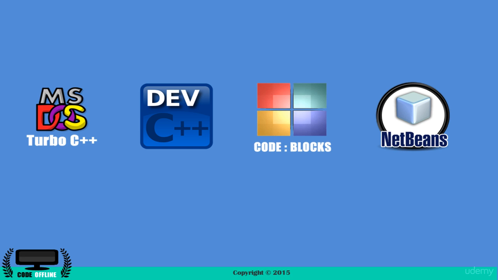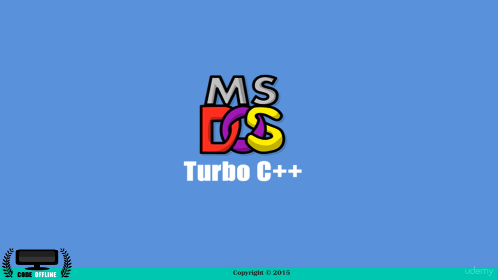Here, Turbo C++ is a 16-bit compiler and it is an old compiler, and the rest of the compilers are the new compilers and they are 32-bit. But I strongly recommend you to use the Turbo C++ compiler.